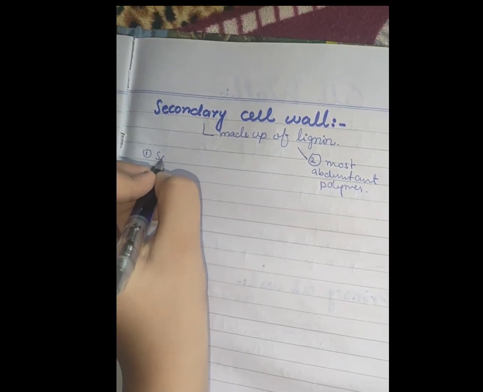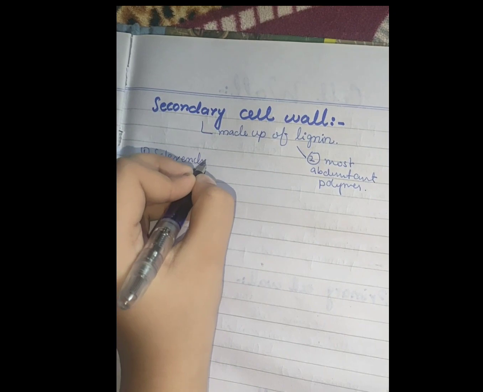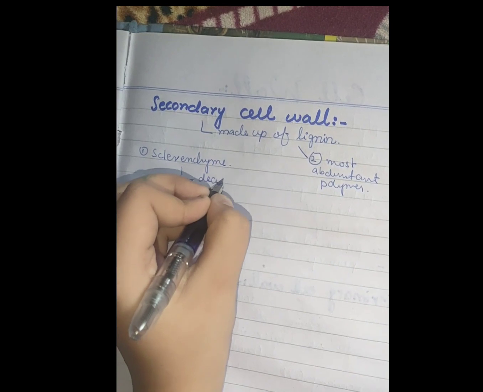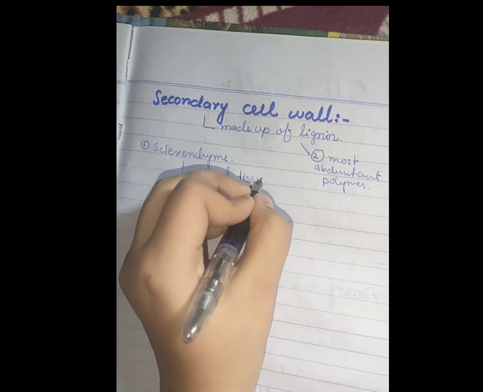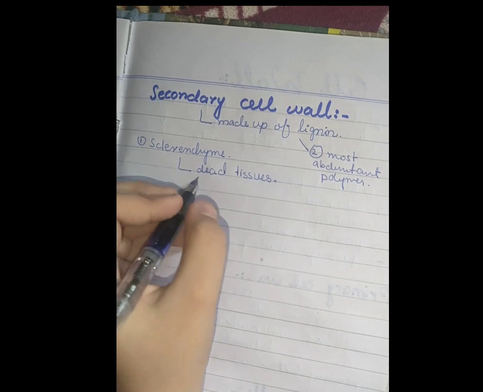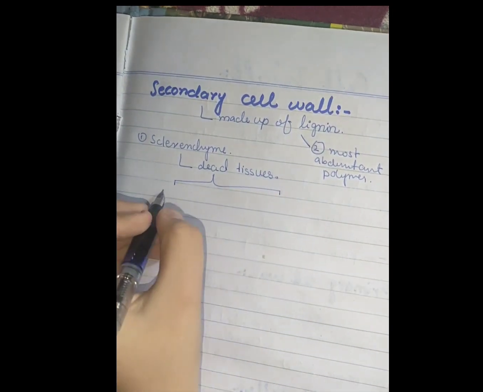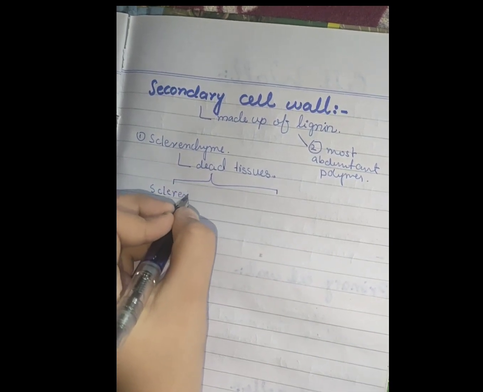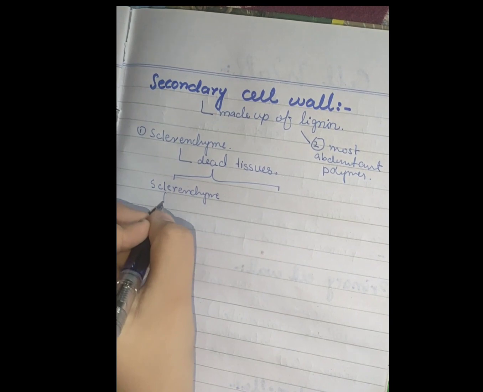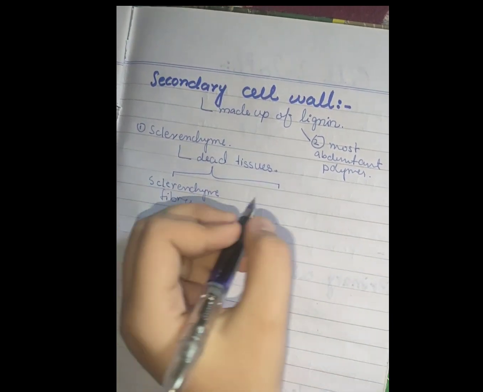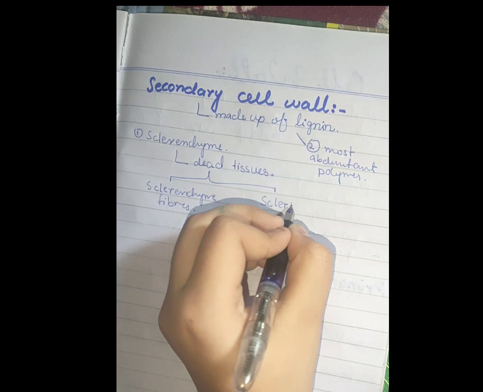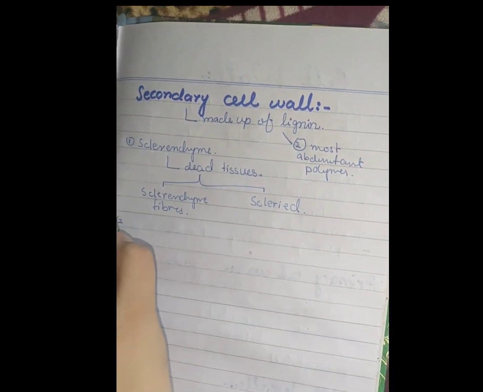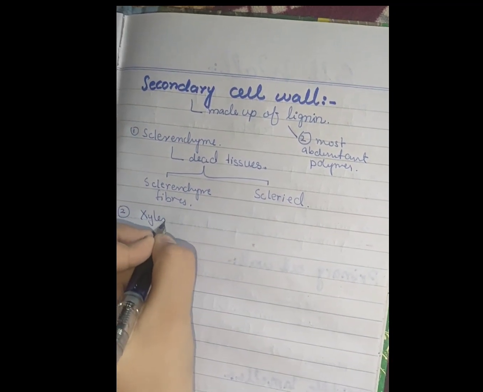Number one is sclerenchyma. Now what is sclerenchyma? These are basically dead tissues. Sclerenchyma is divided into two types. Number one, we have sclerenchyma fibers, and the second one is sclereids. Number two, we have xylem vessels.